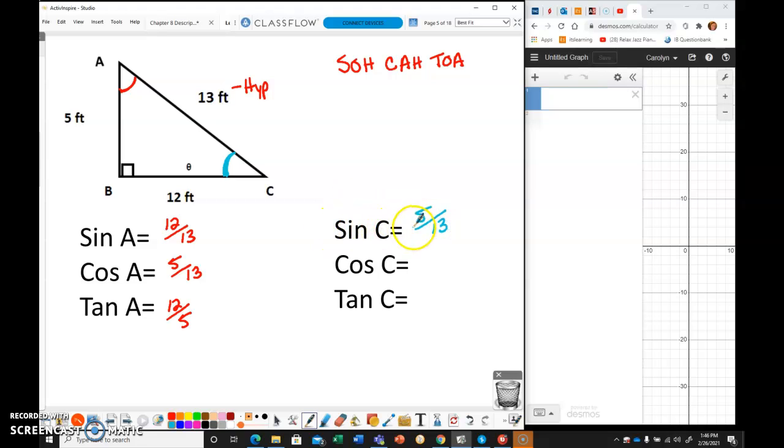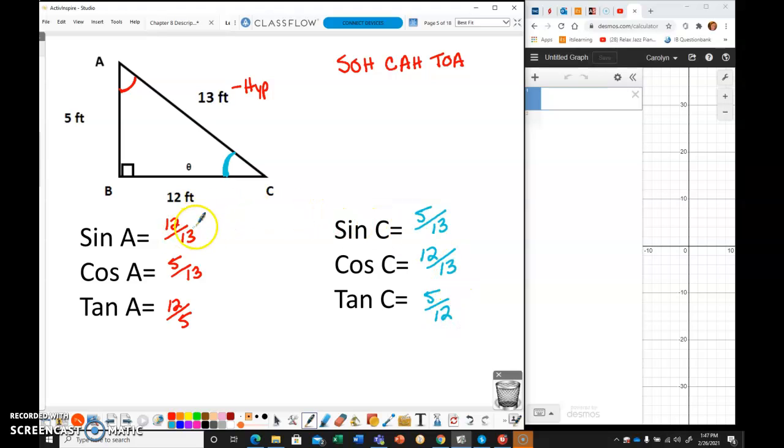You'll see that the sine of C is different than the sine of A because we're talking about two different angles. Then when I go to find the cosine, I need its adjacent side. So its side that's touching is the adjacent side. So that's going to be 12. And I'm going to divide it by the hypotenuse. And when I go to do the tangent, I need the opposite side divided by the adjacent side. So looking at C, the opposite side is 5. The adjacent side is 12. So it would be 5 divided by 12.